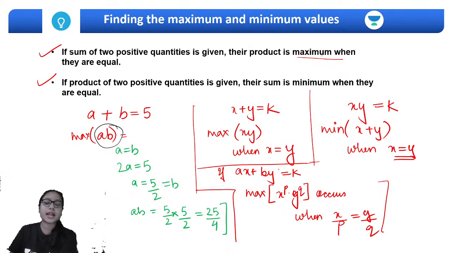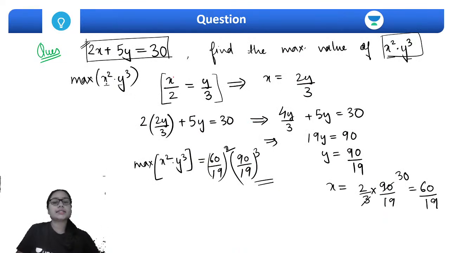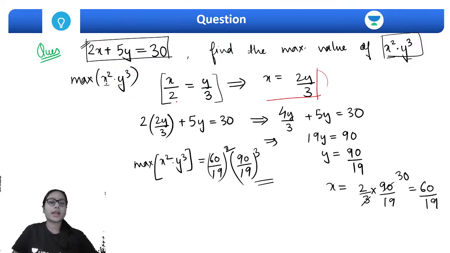What you need to do is divide x by its exponent, and divide y by its exponent, and equate both the terms. Then you can solve for x and y. I hope this is clear now. Yes, Arav, is this clear? Then what I have done is x divided by 2 and y divided by 3. Solving this, I got x is equal to 2y by 3. Now I'll put this value in the given equation to get the values of x and y, and then substitute here.